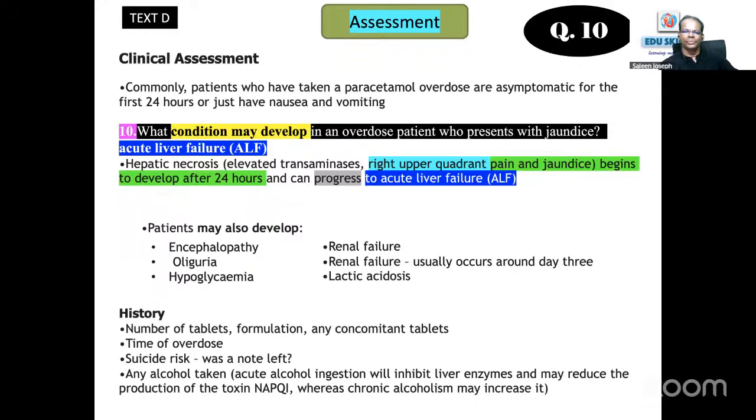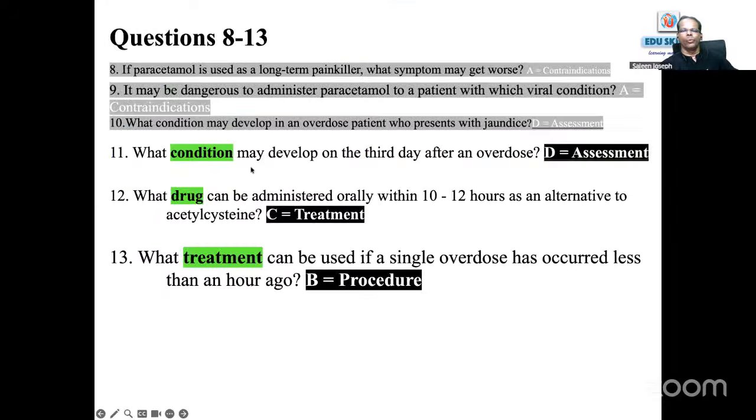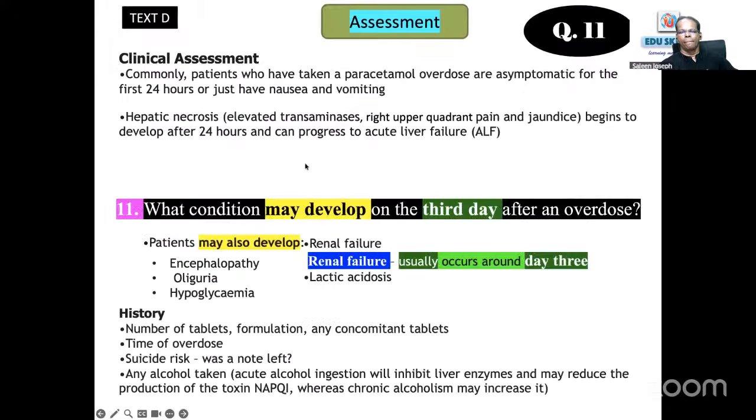Clear? Yes. 11th one, what condition? Again, they are asking a condition. You have to find a condition, name of a condition. What condition? 10th also was a condition, right? What condition may develop on the third day after an overdose?